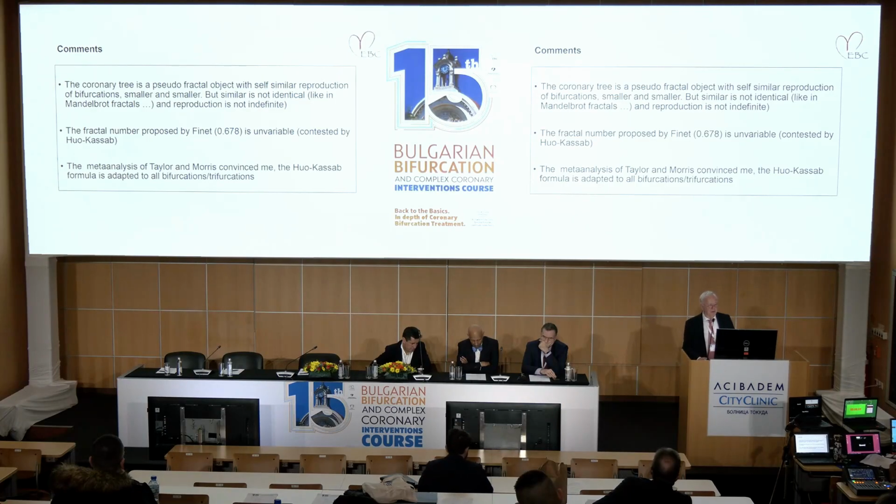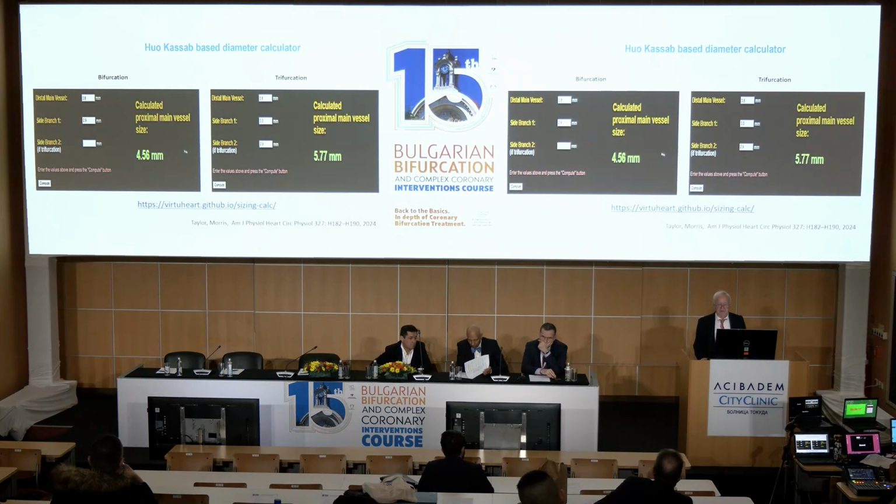The fractal number proposed by Finet, 0.678, is invariable, and the meta-analysis of Taylor and Morris convinced me that the formula is adapted to all bifurcations and even trifurcations. I have not verified recently, but a few months ago I verified that this calculator is still available on the internet. So if you have a photo, you have results in a few seconds. I can give it to you later if you want.